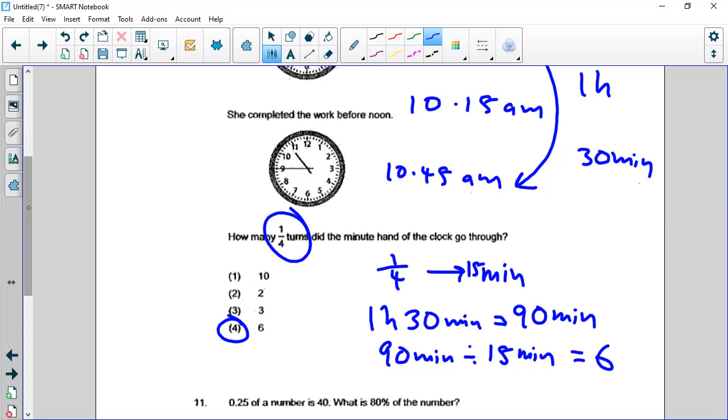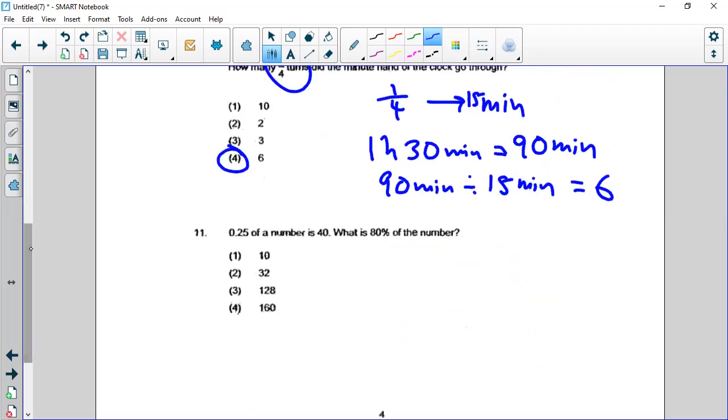All right. Question 11. I think some of you can't do this one. So this is a decimal. That is a percentage. How to make it easy? Change it all into fractions. So 1/4. And how do you get 1/4?